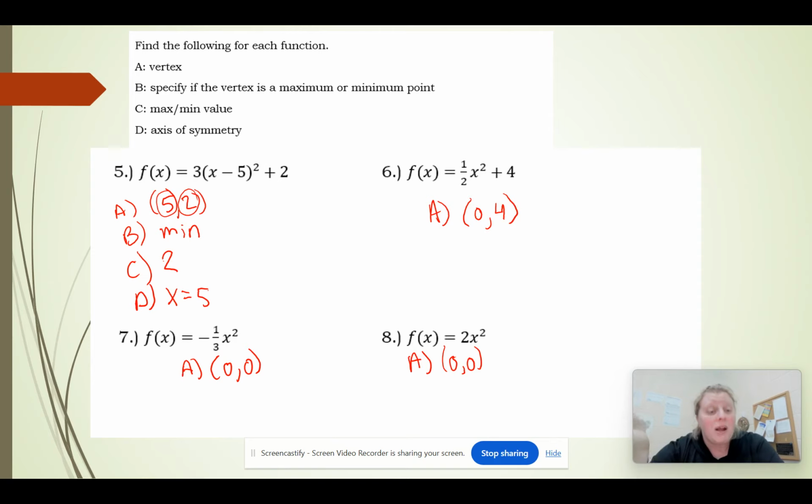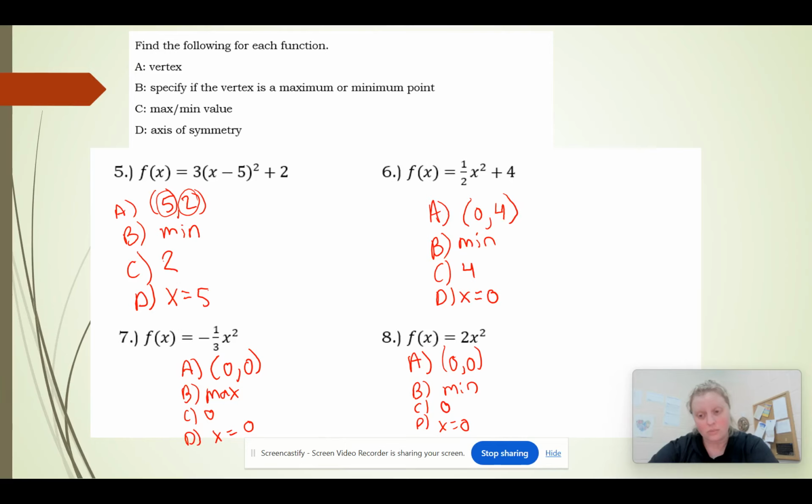So go ahead and try B through D, pause the video, and then when you unpause, the answers will be up, and then you can see if you have the hang of it or not. Okay, go ahead and take a look. These should be minimum, maximum, minimum. We should have 4, 0, and 0, and then x equals 0 for all 3 axes of symmetry.